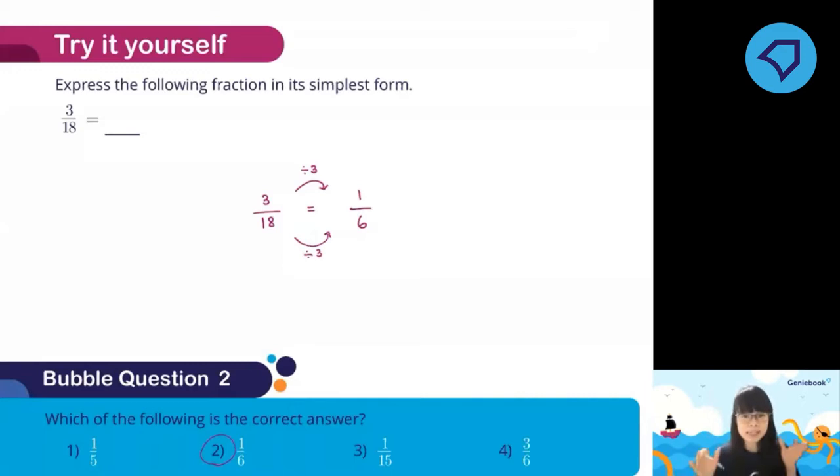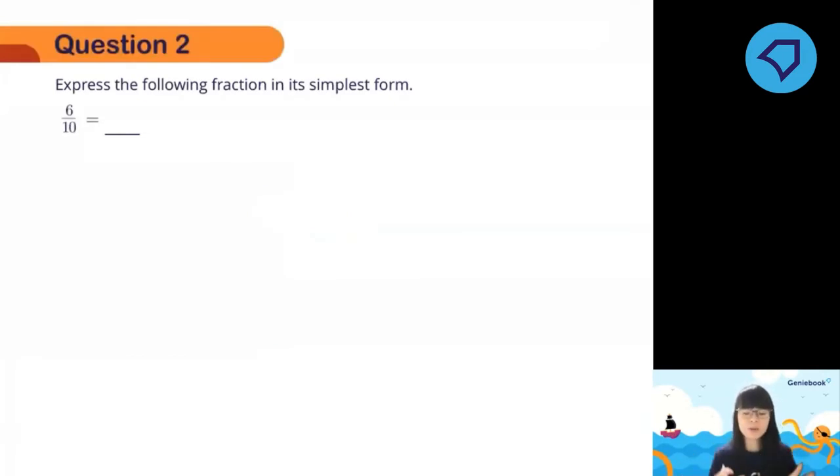So this is what I mean by the simplest form. Now, so far, when you guys divide, you can divide by the number in the numerator, correct? Meaning to say that you will definitely get a numerator of 1. Now, let's take a look over here. Express the following fraction in its simplest form. We have 6 over 10. If I divide 6, the numerator, by 6, can the denominator be divided by 6? Cannot.